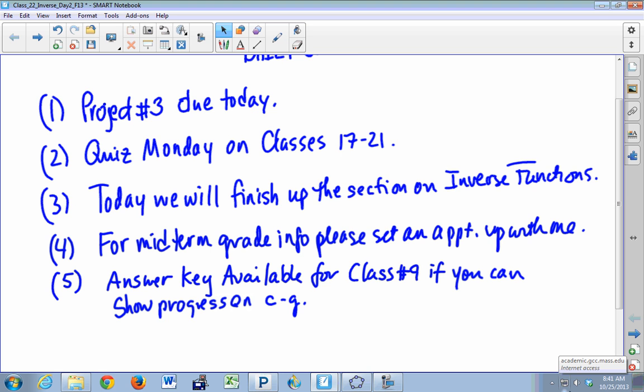So today we're going to finish up inverse functions, Class 22. Monday we're going to have our quiz, and then we're going to have a fairly short lecture on two formulas that are useful, the distance formula and midpoint formula. And we're going to look at how to find equations for circles. So Monday's lecture will not be as long as usual.